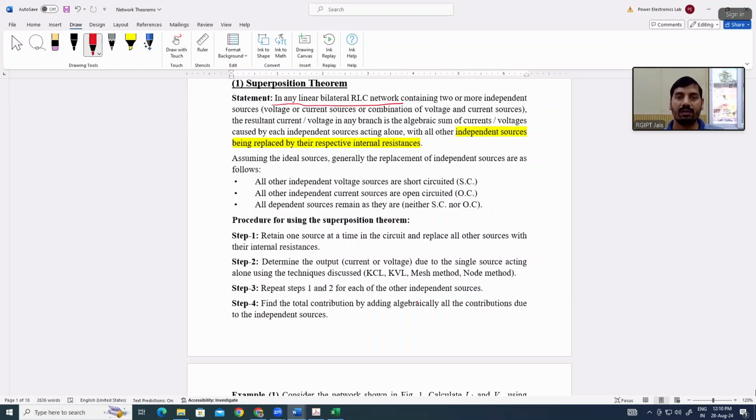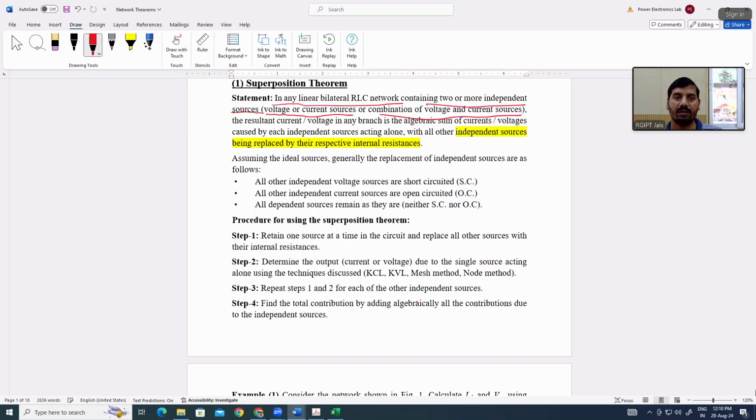The circuit or network contains two or more independent sources. Okay, meaning if there are two or more independent sources in any network or any circuit, those independent sources are voltage and current sources, or a combination of voltage and current sources.